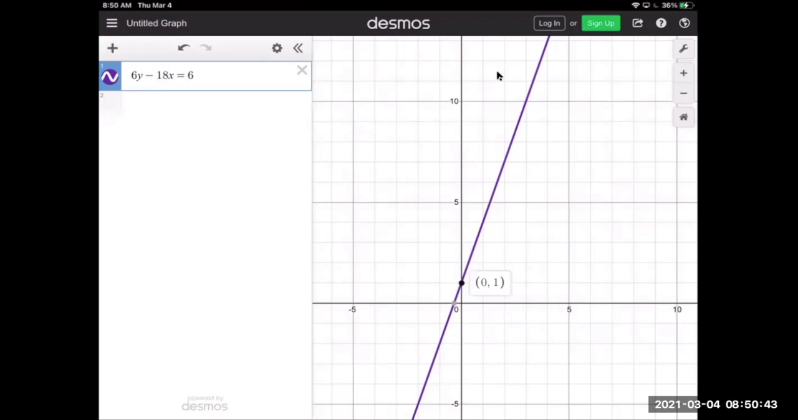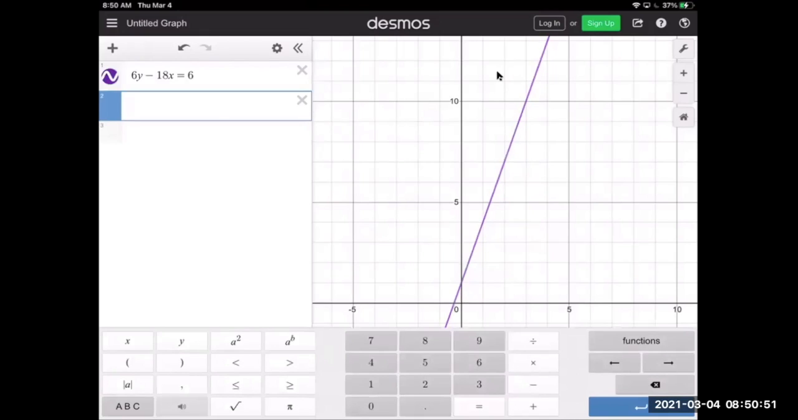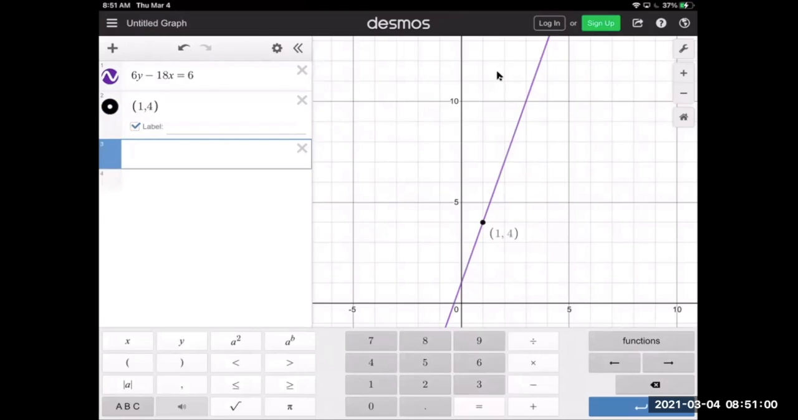Now from there, I'm going to find another point. So, oh, right there. See, 1 comma 4, that's a point. And so I'm just going to type that here so I can see it. And I can see it's directly on my line. And I'm also going to just put my y-intercept on there so I can continue to see that. Now, this is like what we've already done.